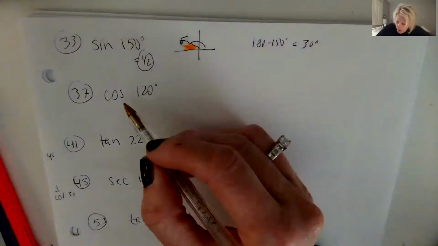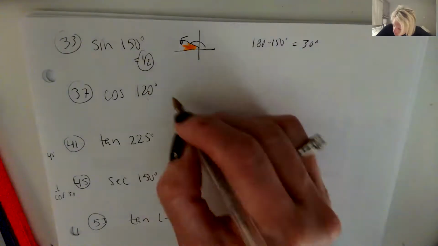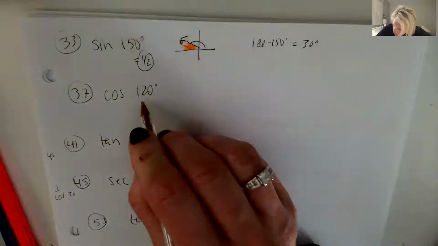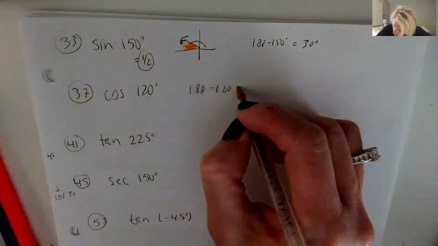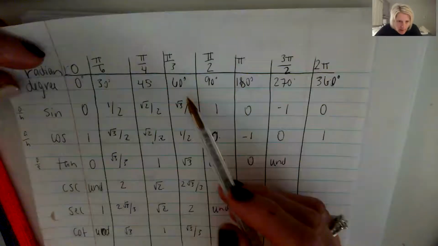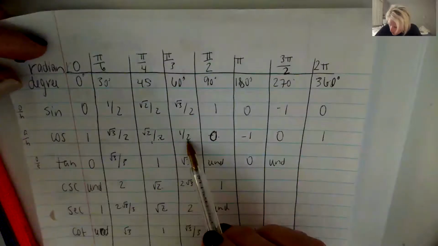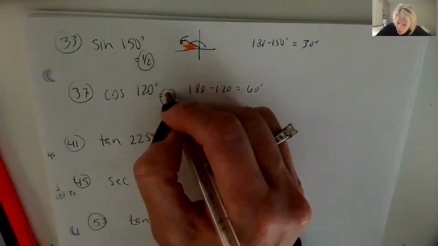Okay, cosine at 120. So cosine at 120 is also in the second quadrant. So again, we're going to take 180 minus 120, which is 60, the reference angle. And cosine at 60 is also 1/2 because they're co-angles.